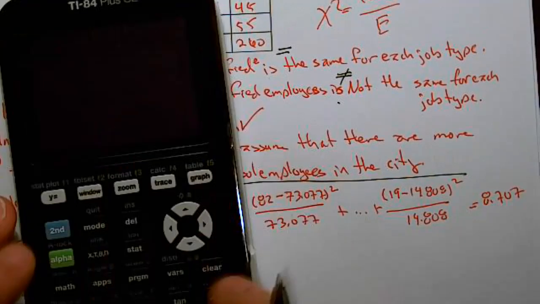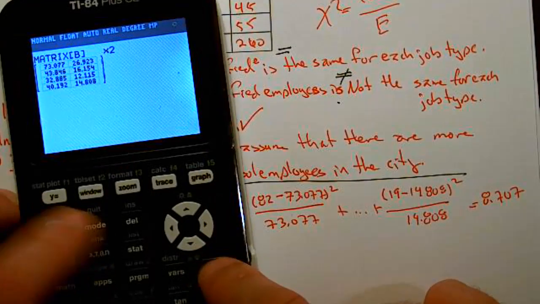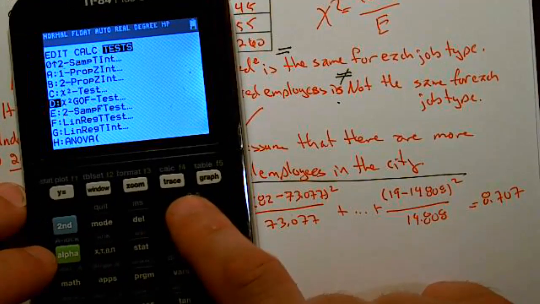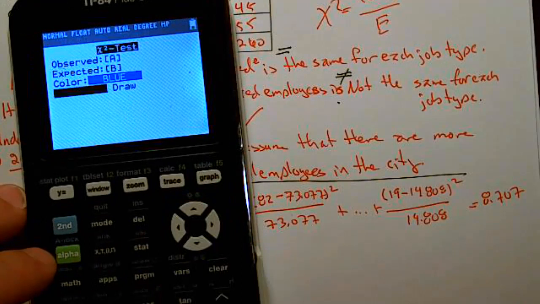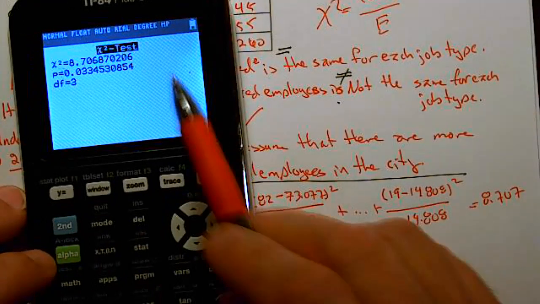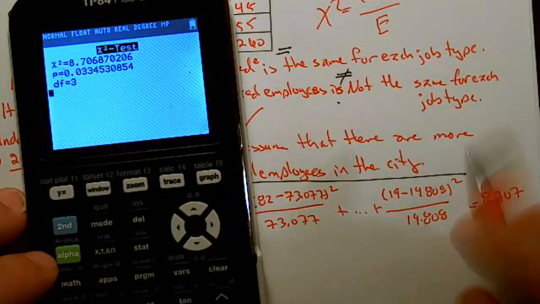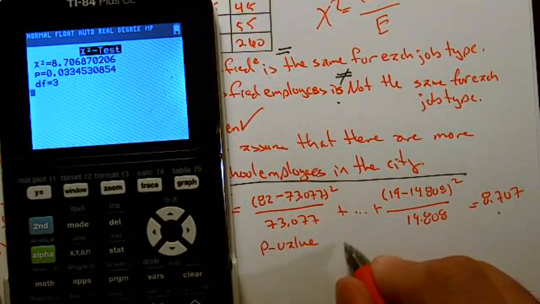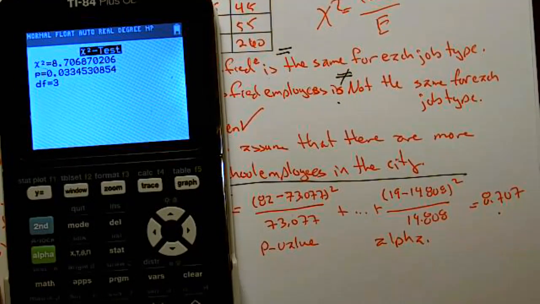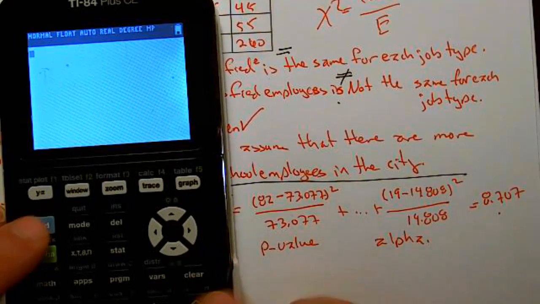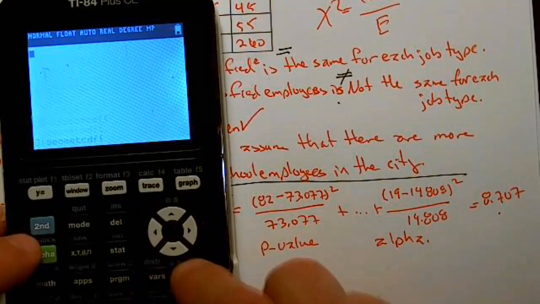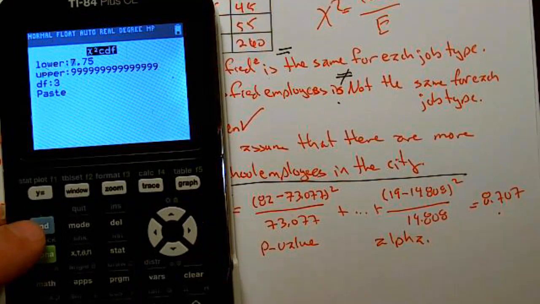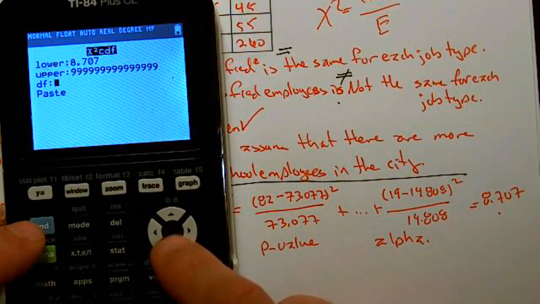And just in case you forgot where I got it from: stat, test, chi-squared test, 8.707, and there is our p-value. And I do want to remind you again that you can get your p-value a different way, and that's important to know because sometimes the way it works out on a multiple choice test. So just so you know, if they give you a chi-squared statistic, you can go to second vars, chi-squared CDF. My lower bound in this case is 8.707, and my degrees of freedom happen to be 4.